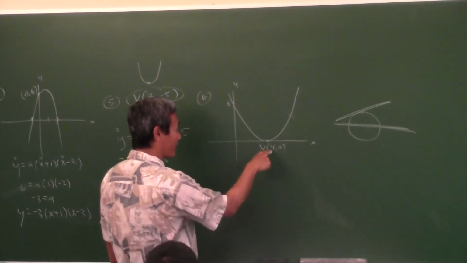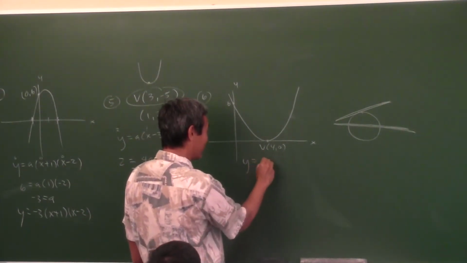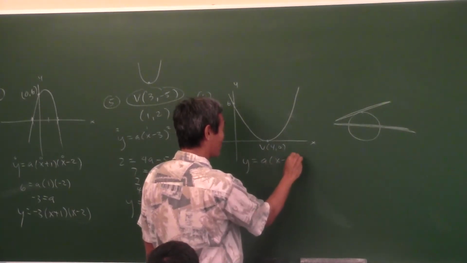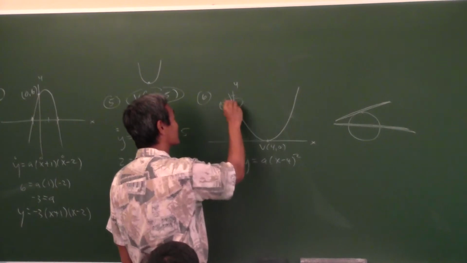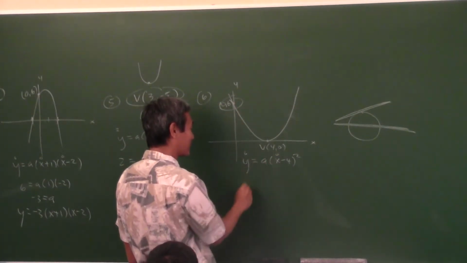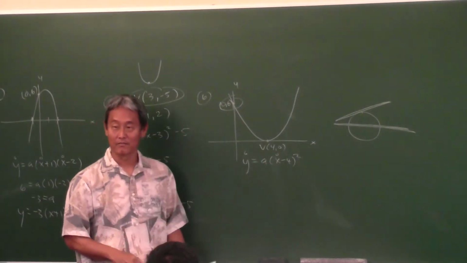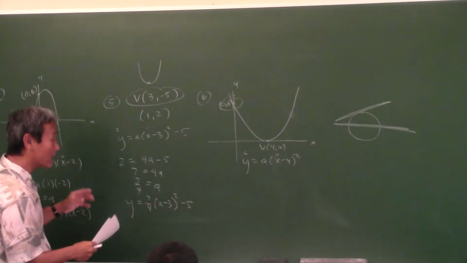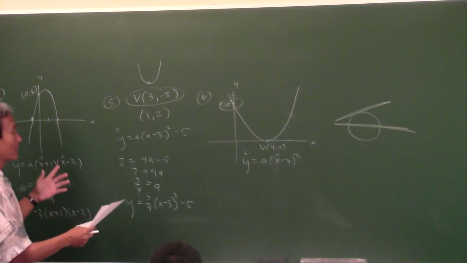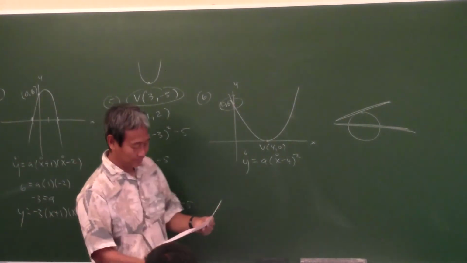Anyway, we know the vertex. So y equals a, x minus 4 squared plus 0. How do I figure out a? Plug in the point here, 0, 6. So if I plug in 0 for x and 6 for y, can I figure out what a is? I think you can take it from there. If you know the vertex of a parabola, it's so easy to write the equation, it's ridiculous.